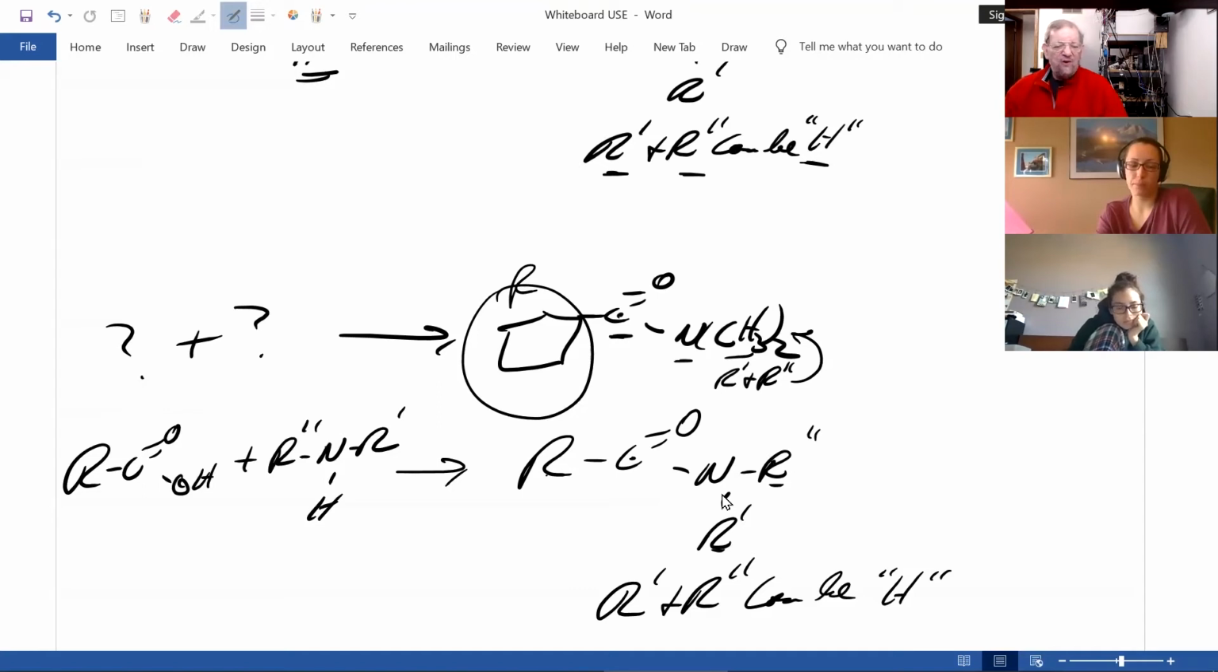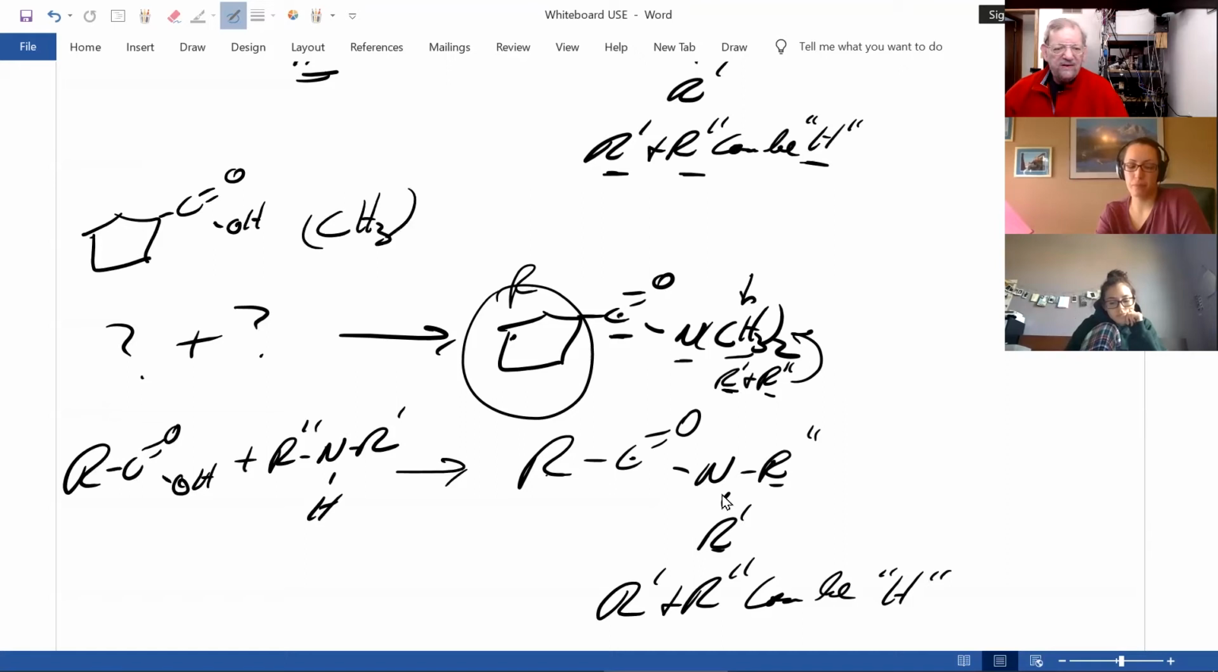And therefore, what's our cyclopentane ring? Carbonyl hydroxyl group. This is a carboxylic acid. What's our prime and our double prime? Methyl groups. And I have one hydrogen. There are two of them, or you could have drawn it this way.